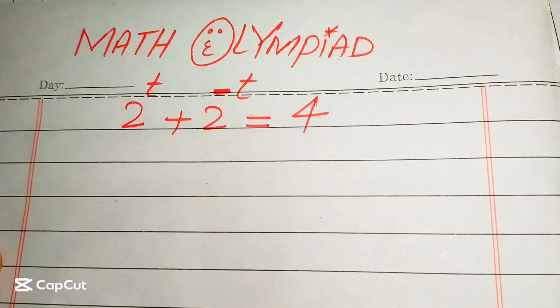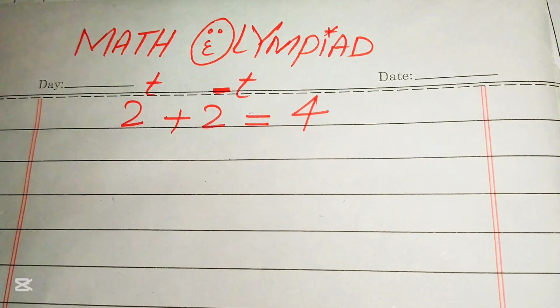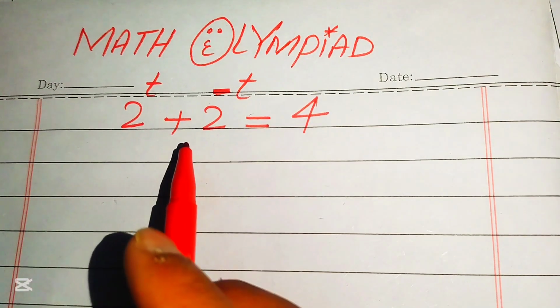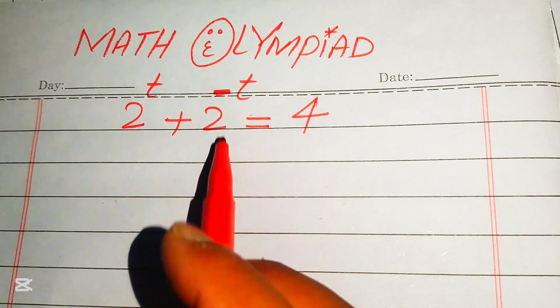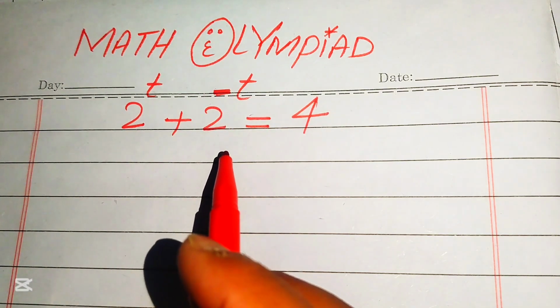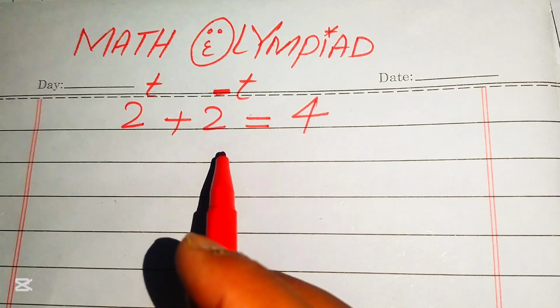Everyone, welcome to solve this nice math Olympiad algebra problem. So here we have 2 to the power of t plus 2 to the power of minus t equals 4, and we solve this problem for the values of t.